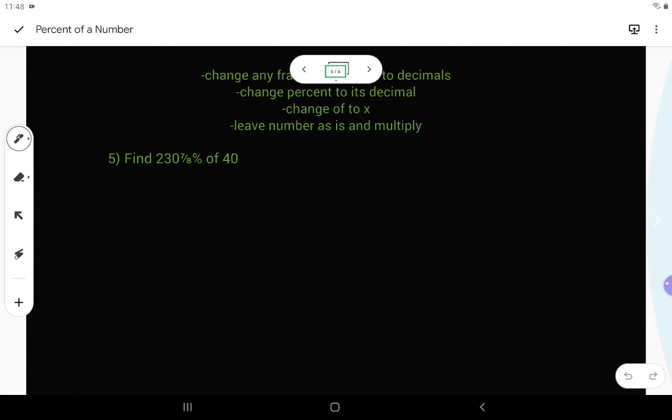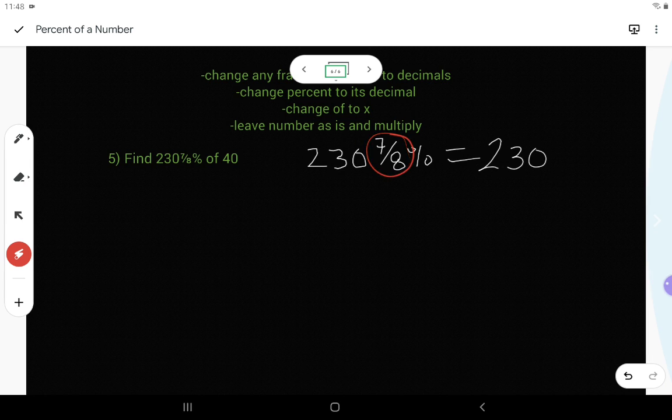Okay? Last one. Something bigger than 100 and has a fractional portion onto it. Okay, so if I was to change the 230 7/8 of a percent into its decimal, I'm going to have 230, and then I'm going to look at the 7/8. So the way I get 7/8 is I'm going to take 7 divided by 8, and that equals 0.875. But it's not 0.875, it's 230.875. So there's my percentage. Okay, now I haven't divided by 100, so I have to keep the percent sign there.